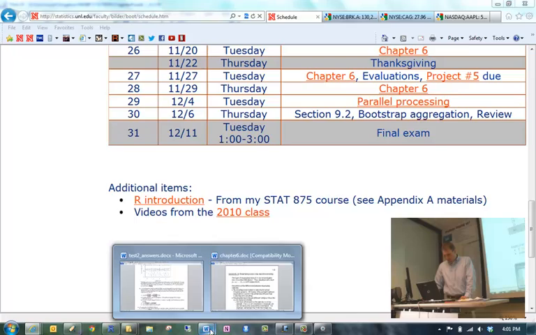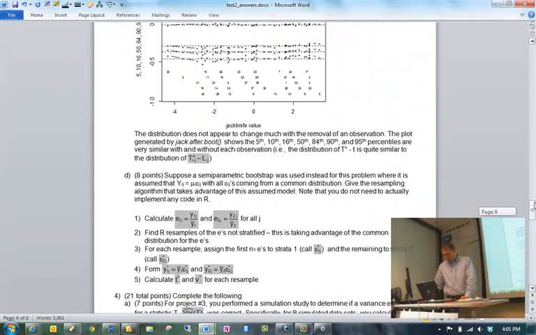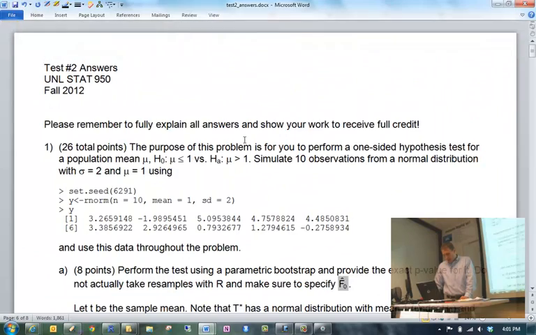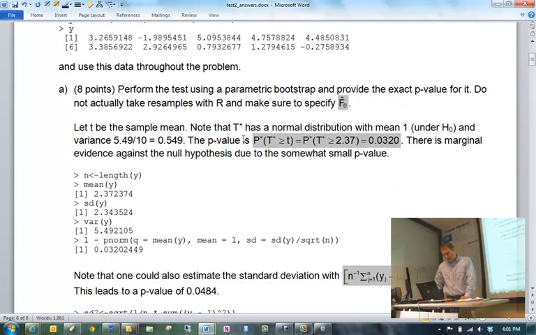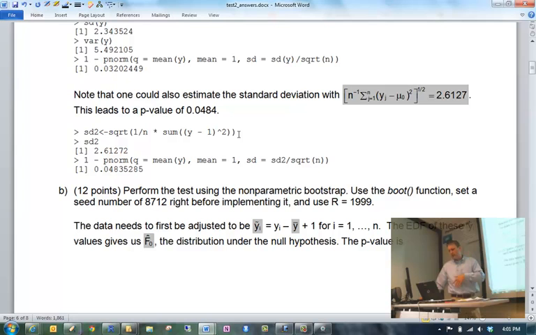Let's talk about just a few of the problems, some commonly missed problems. Number 1, A and B, unfortunately. Got to remember resampling the null hypothesis. Big things from Chapter 4 that you needed to get out of it was to resample the null hypothesis. Now, obviously, if you didn't resample the null hypothesis, you didn't lose all 8 points on A or all 12 points on B, but obviously you did lose some points.